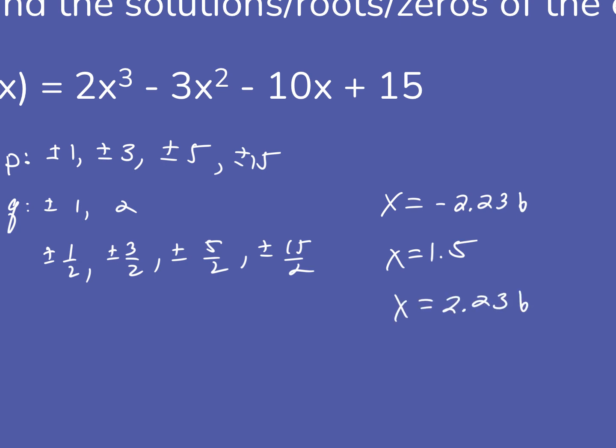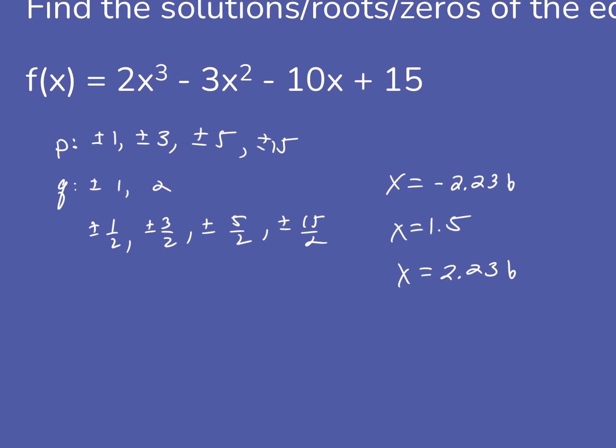Okay, I found the 3 x-intercepts using my calculator. I got x equals negative 2.236, x equals 1.5, and x equals positive 2.236. Does anything jump out at you about those 3 decimals? What does 1.5 tell you? It's 3 over 2, isn't it?